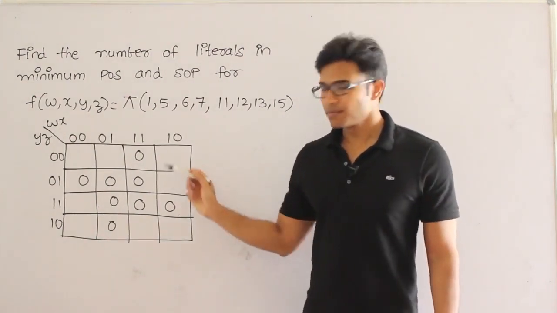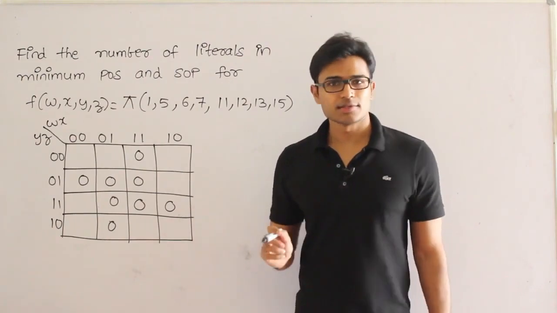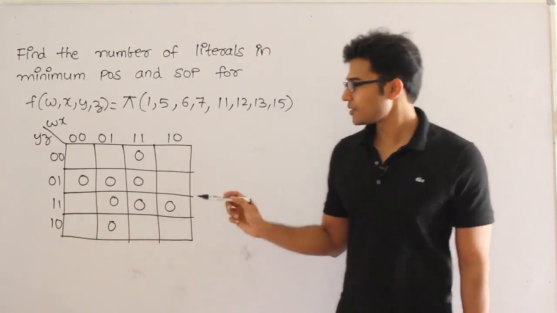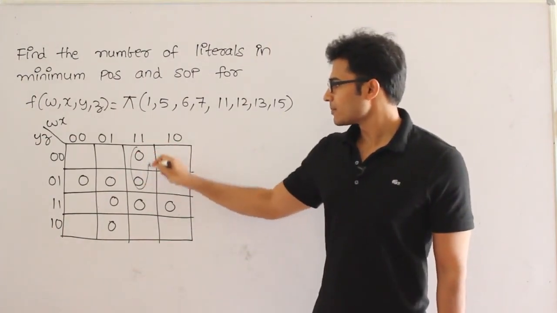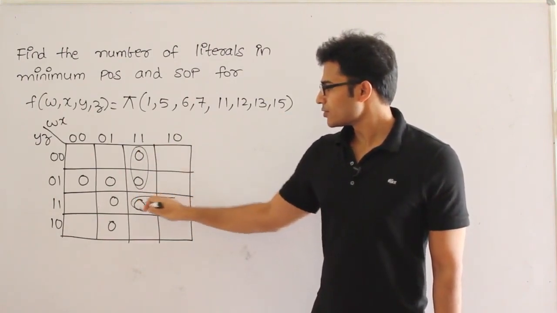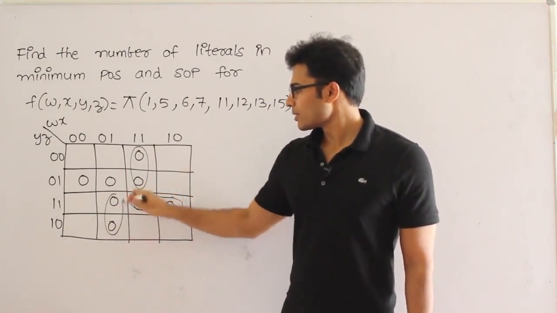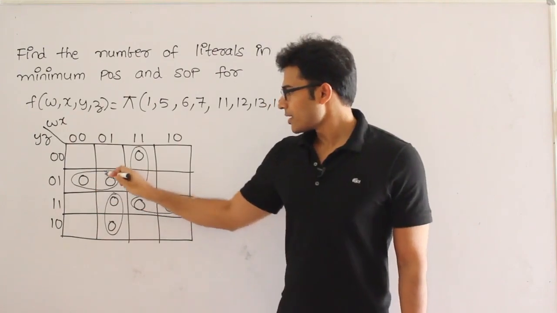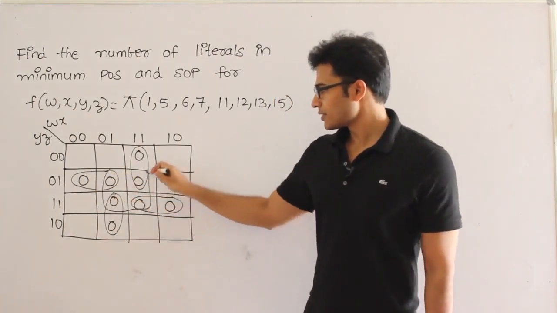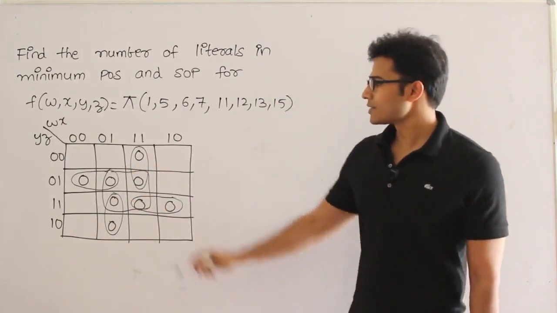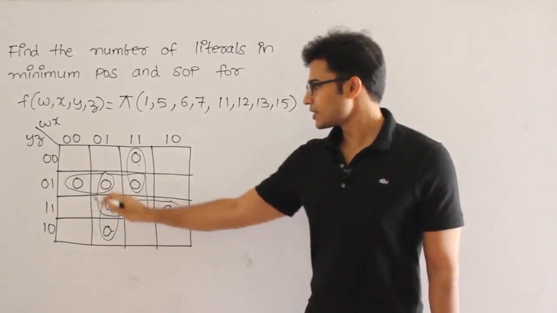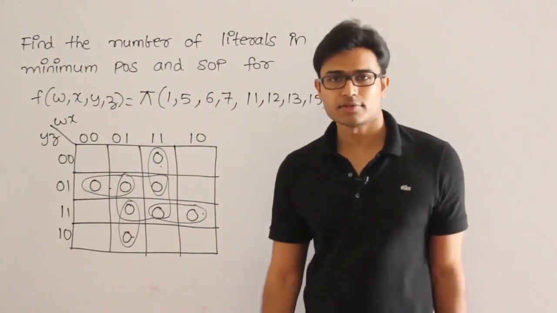So what are the prime implicants in this? Identify the prime implicants. We have to identify the subcubes. What are the subcubes here? This is a subcube. This is a subcube. This is a prime implicant, and even this is also a prime implicant, right? And what are the essential prime implicants? This is essential, because it is not covered by anyone else, right?